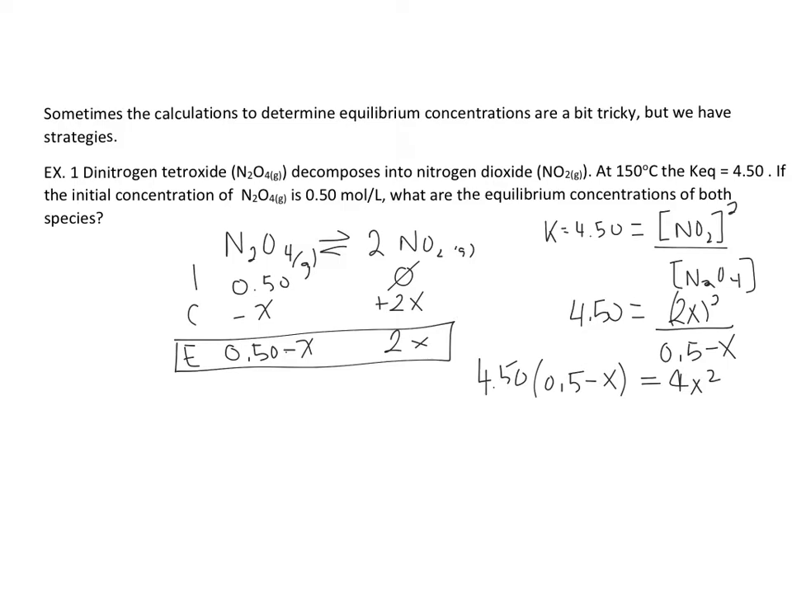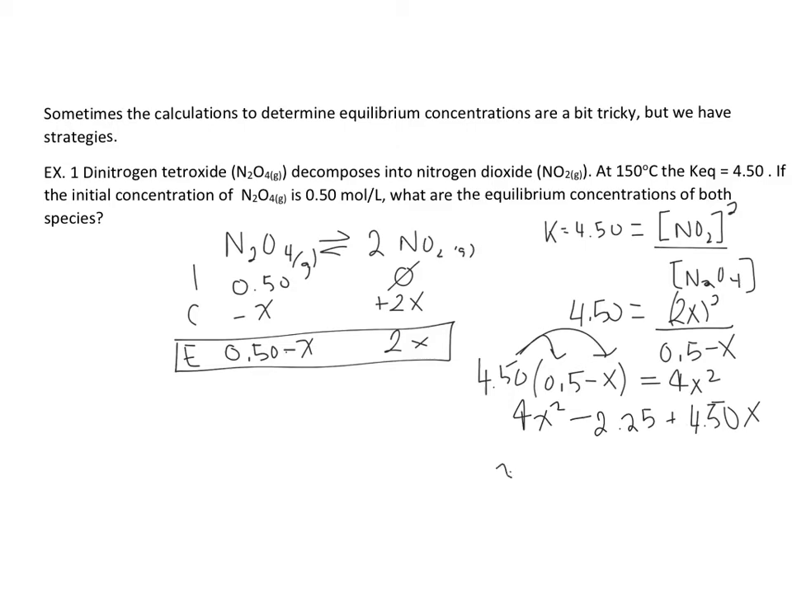So if we move everything together and simplify this side, we have 4x squared plus 4.50x minus 2.25. So I've expanded the items on the left and moved everything so it's all on the same side. So we have no choice in this question. We have to use the quadratic equation.